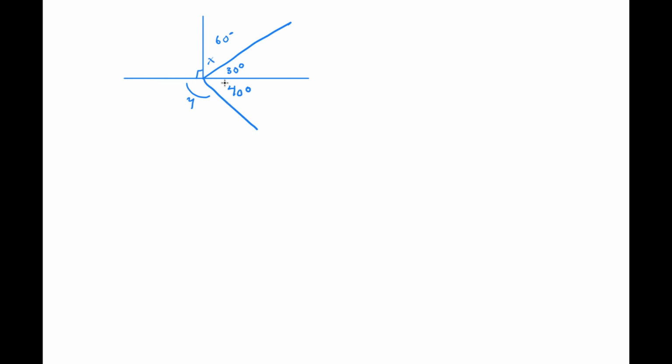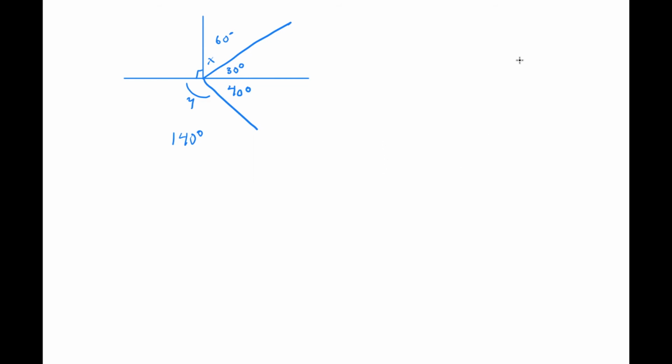Also, we know that this is a straight angle, and if this is 40, a straight angle is 180. These are two supplementary angles. So if this is 40, then this has to be 140. So 40 and 140 equals 180. All right, that was pretty straightforward.